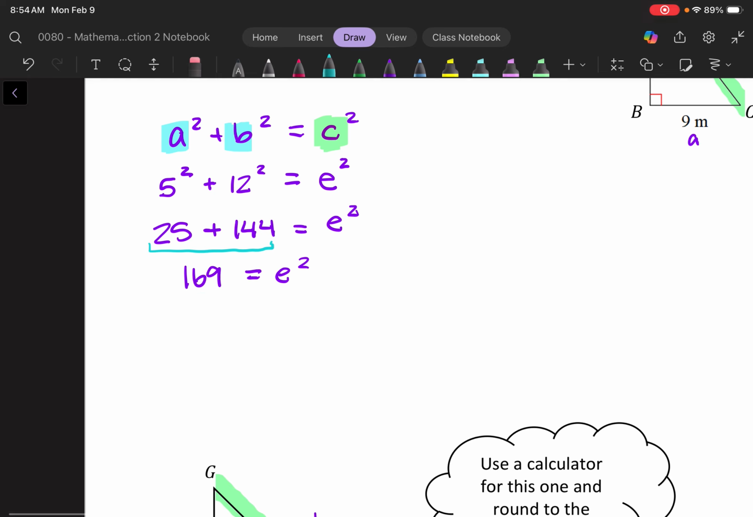And luckily, 169 is a perfect square. And I'm going to square root both sides to get rid of the square on E. And when I square root both sides, I get 13 is equal to E. Now, we've learned from our solving equations unit that to have our final answer, we always want to have our variable listed first. So E is equal to 13.